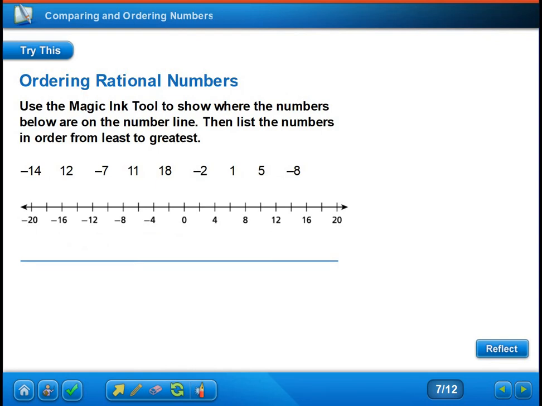All right, so what I want you to do is try this problem on your own. I want you to plot them, and then after you plot them, I want you to order them from least to greatest. And when you come back, we'll check your answer.